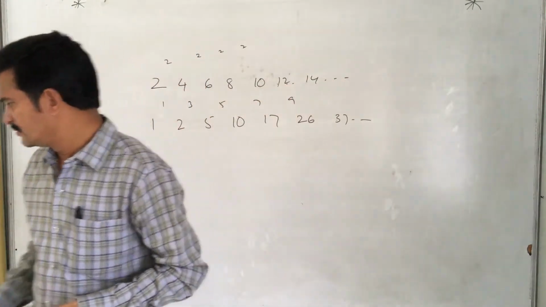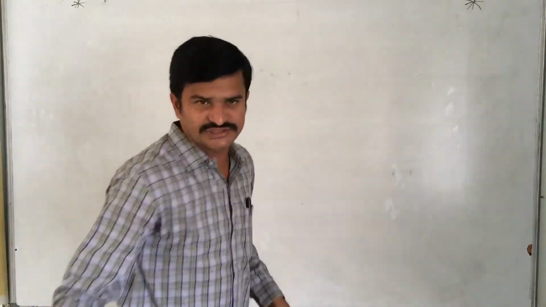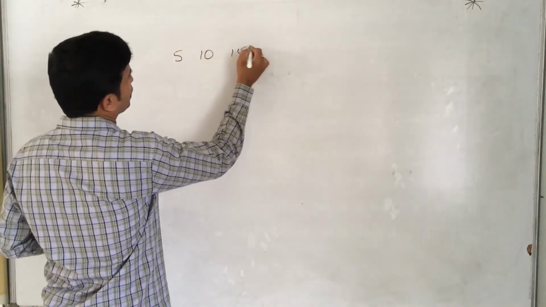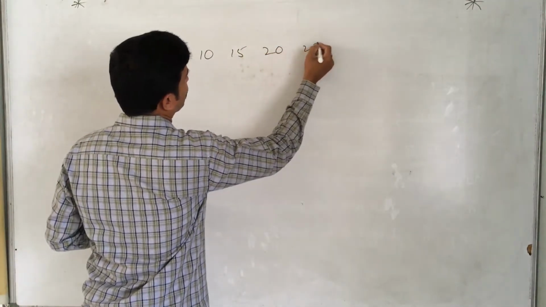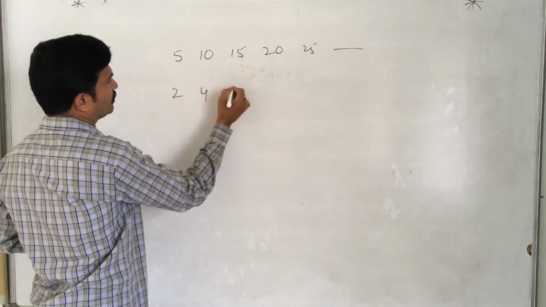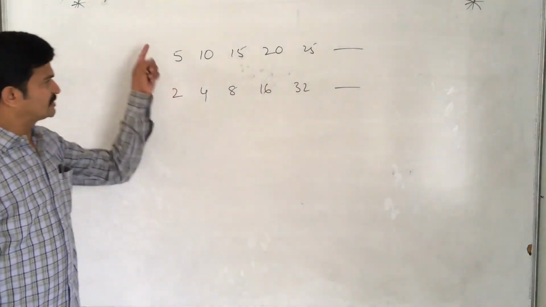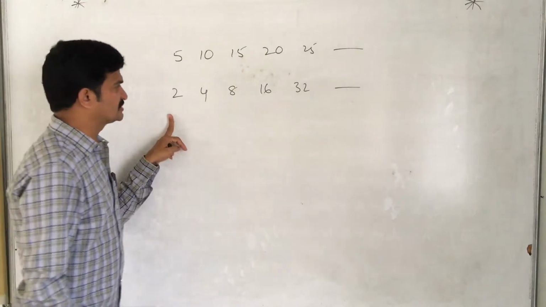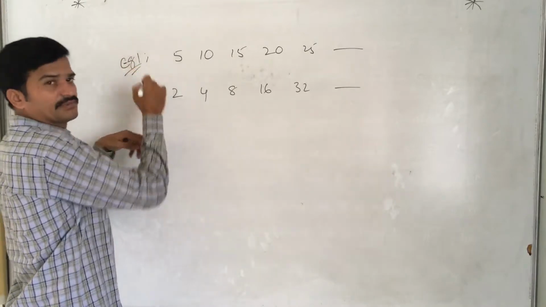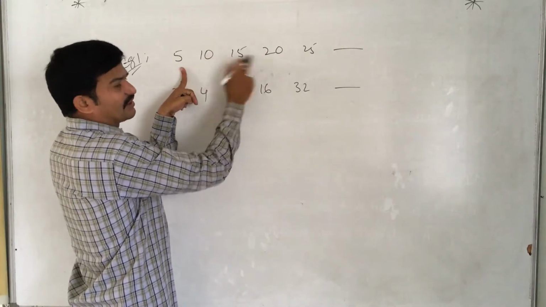Now coming to our question, here I am giving two sequences as examples: 5, 10, 15, 20, 25. Obviously you will guess it. Next, 2, 4, 8, 16, 32. You may guess it here. So both are sequences only. What is the rule here, Sima? Here in this first example, each number is obtained by adding some fixed number to the preceding one.